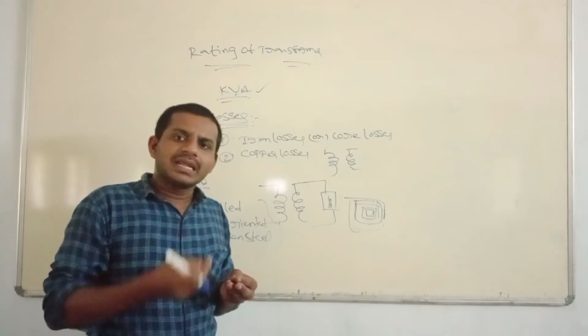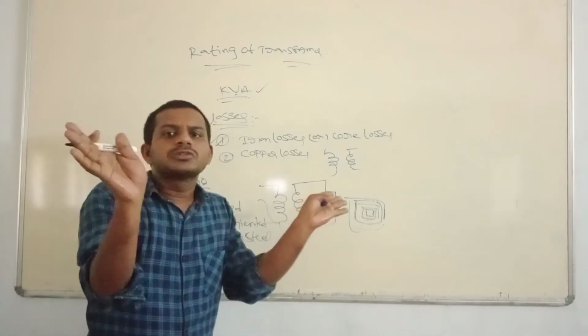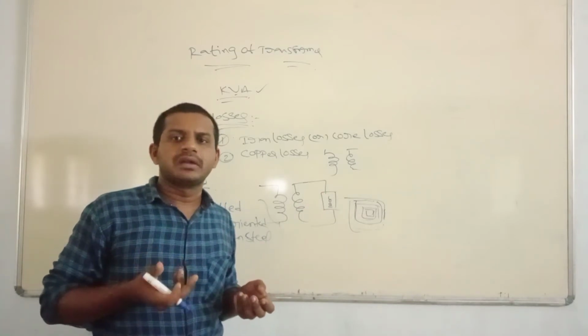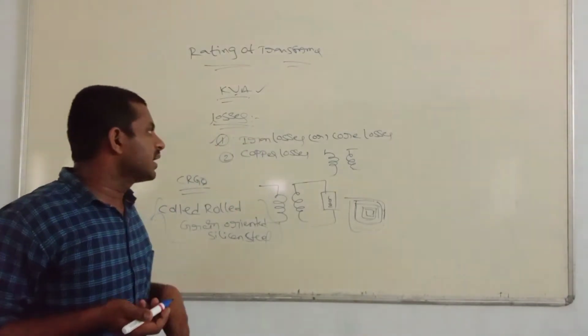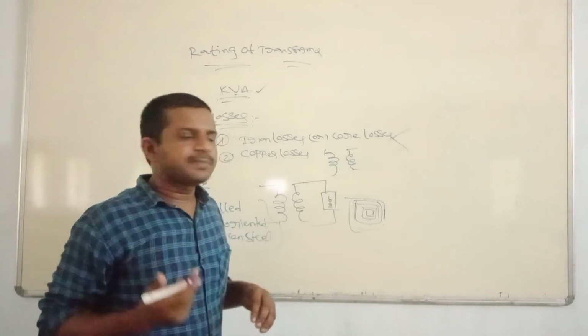Because in that iron core material some flux will be evaporated to the outermost of the atmosphere. Due to that, some iron loss also exists here. Coming to the iron losses, we have to classify them into two types.